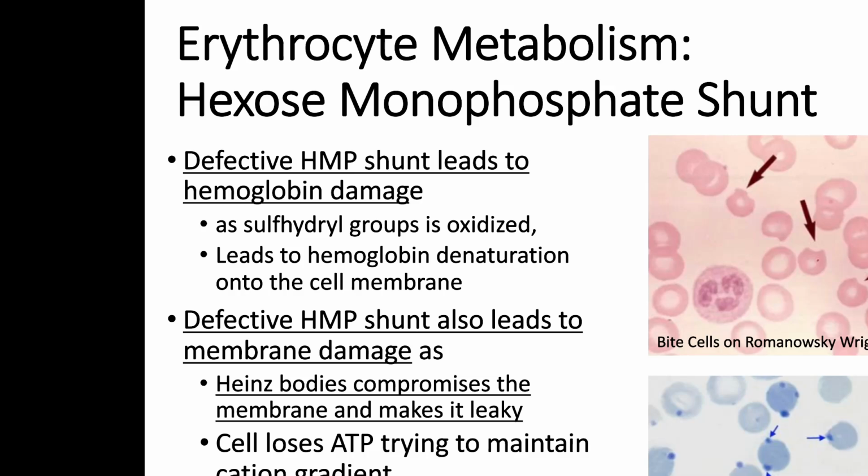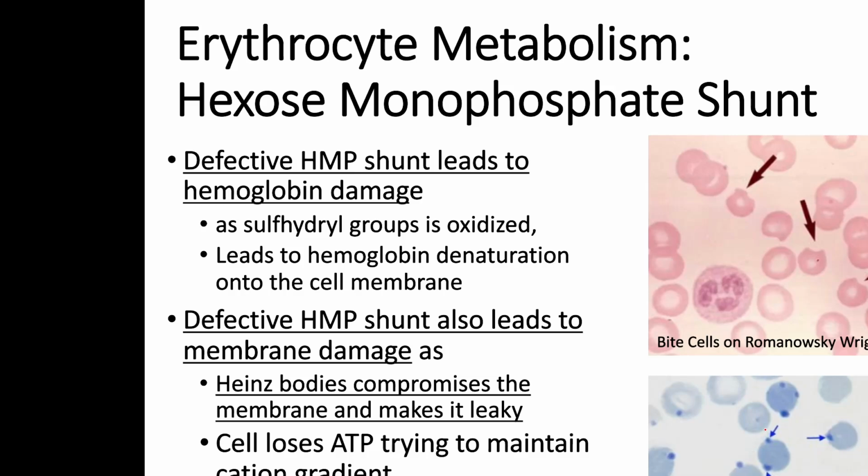That will cause the hemoglobin to denature and land right onto the RBC membrane. This is not meant to be there, right? And your body knows this. So when that protein binds to the membrane, it will cause the membrane to start becoming leaky, and the cell actually loses ATP trying to maintain the cation gradient.